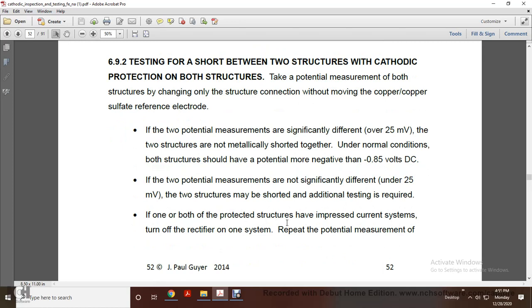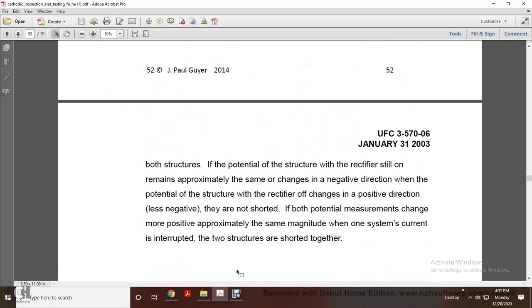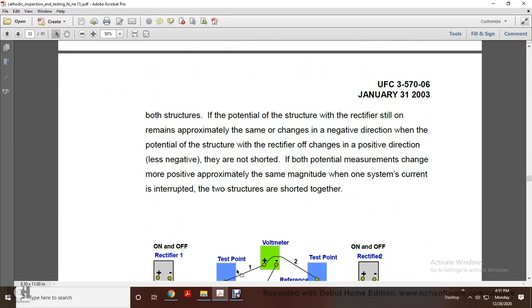If both are protected structures, turn off the current of the rectifier in one system and repeat the potential measurement of both structures. If the potential of the structure with the rectifier on remains approximately the same or changes in the negative direction, while the potential of the structure with the rectifier off changes in the less negative direction, the two are not shorted. If both potential measurements change in the more positive direction by approximately the same magnitude as the one system current, the two structures are interpreted as shorted together.